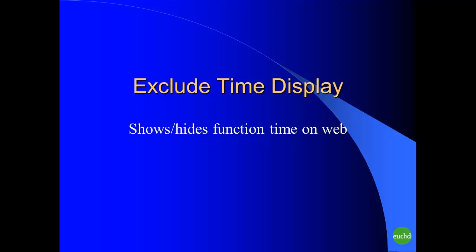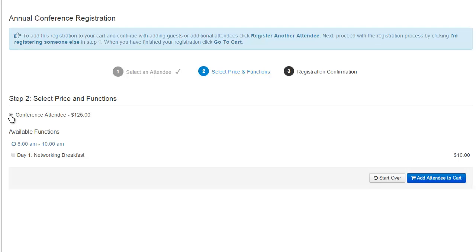Next, we will look at the ability to hide the function time on the web. So far, we have been displaying the time of our breakfast on the web. We might decide to not display the time for the first event of the day, however, since attendees already know the conference starts at 8 a.m. and it is an informal breakfast.